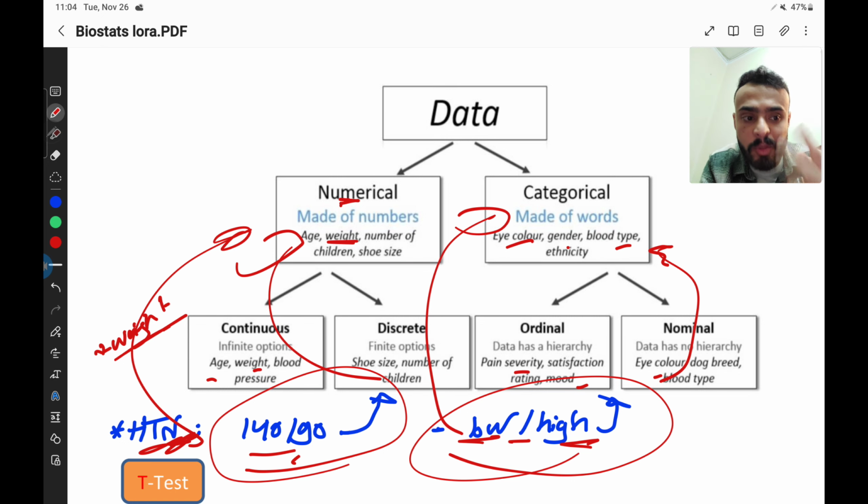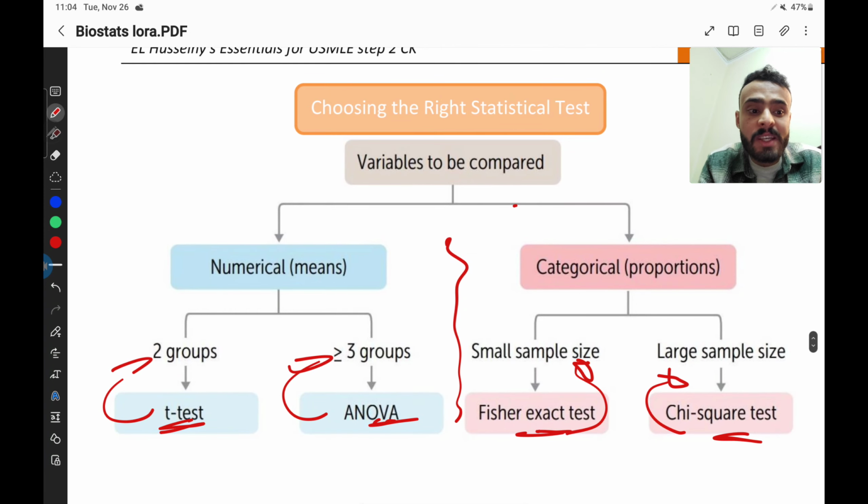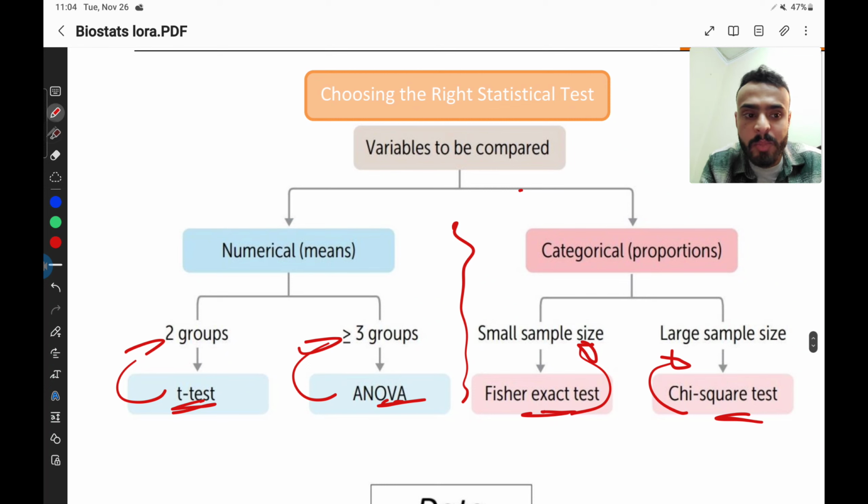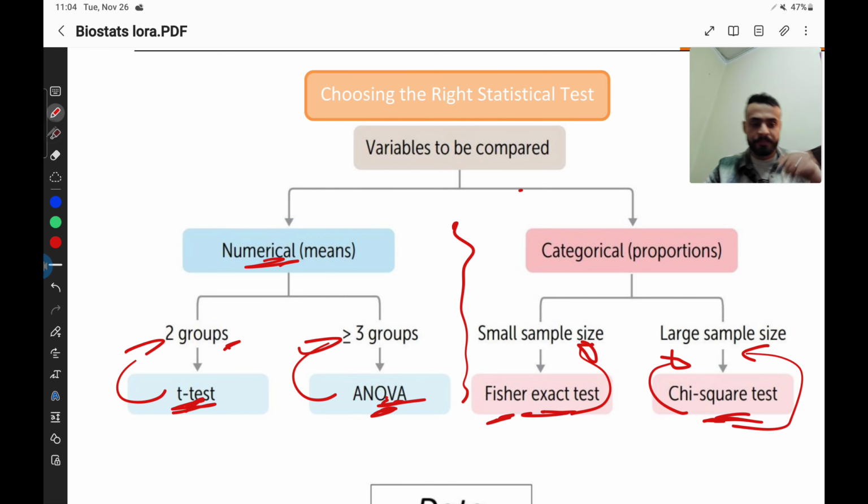Number 2, to see the number of participants or the number of groups that are participating in my experiment. So in numerical data, we have 2 tests, t-test and ANOVA. T-test if I have 2 groups in my study, ANOVA if I have 3 groups or more. For categorical data, if small sample size, I will use Fisher test. If large sample size, I will use chi-square.